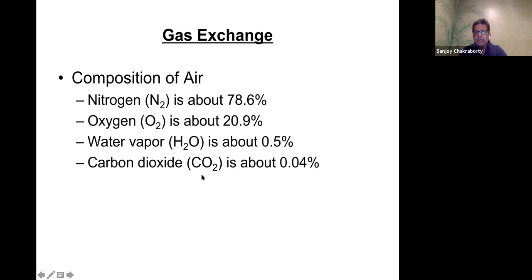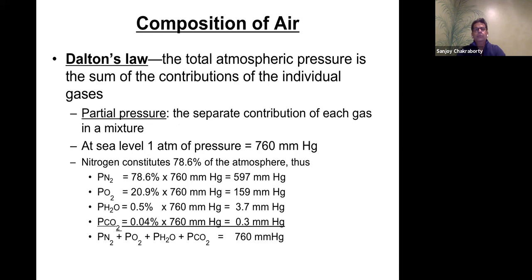So then Dalton gave a law, which we call Dalton's law. Dalton's law refers to partial pressure, meaning the total pressure of air is actually contributed by the individual gases that make up that mixture. And how do they contribute? They contribute according to their abundance.